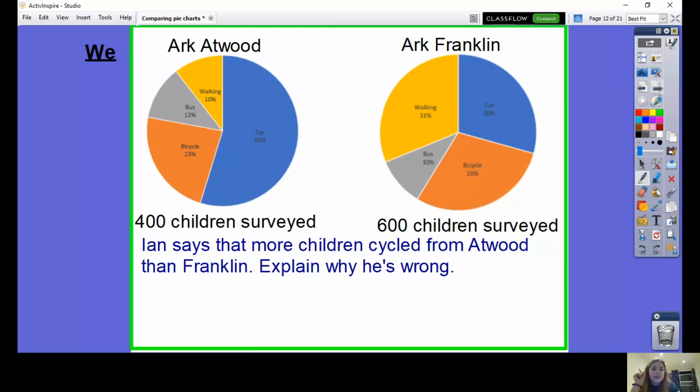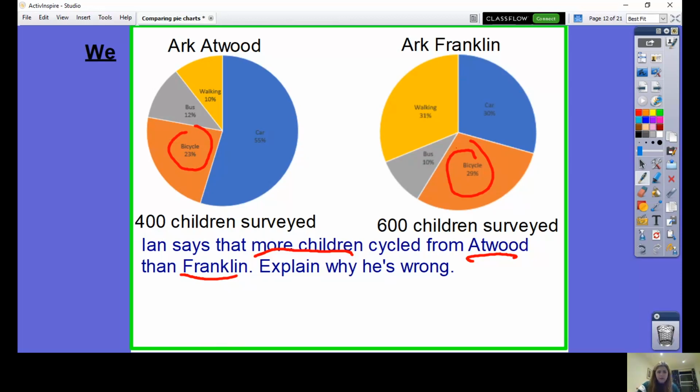I'd like you to pause the video and have a go at this question, but first I'll quickly read it to you. Ian says more children cycled from Atwood than Franklin. Explain why he's wrong. Looking at this here, I can see 23% went on the bicycle at Atwood and 29% went on the bicycle at Franklin.